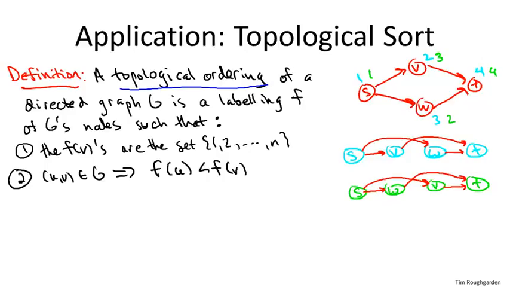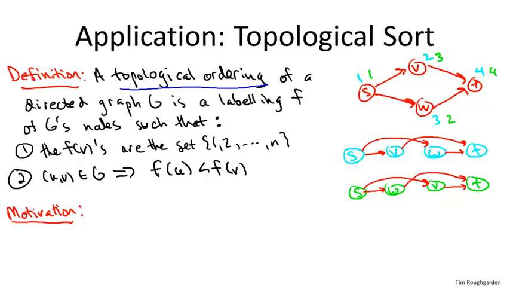Now, who cares about topological orderings? Well, this is actually a very useful subroutine. This has come up in all kinds of applications. Really, whenever you want to sequence a bunch of tasks when there's precedence constraints among them. By precedence constraint, I mean one task has to be finished before another.